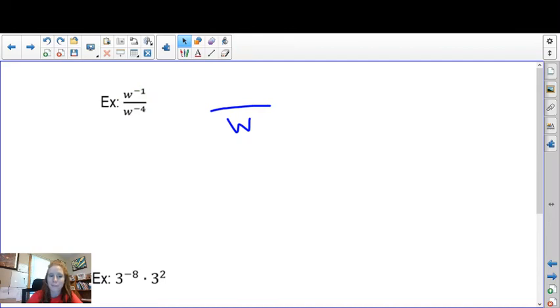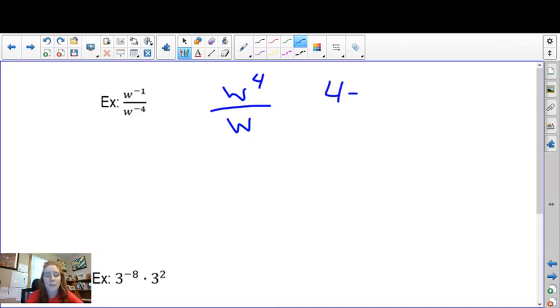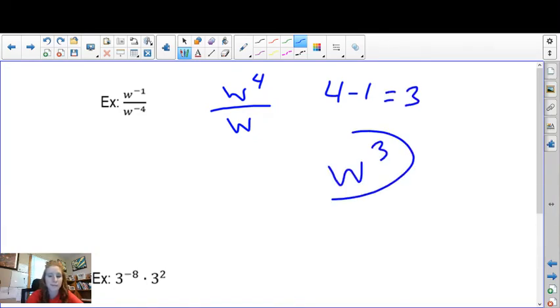But that's not just the problem. I have W to the -4th on the bottom. So if I have negatives on top, they sink down to the bottom. But what happens if I have negatives already on the bottom? Well, the negatives on the bottom will float back up to the top. And when they float up to the top, they turn positive again. So I have the top of 4 minus 1, which is 3. So I have w to the third power.